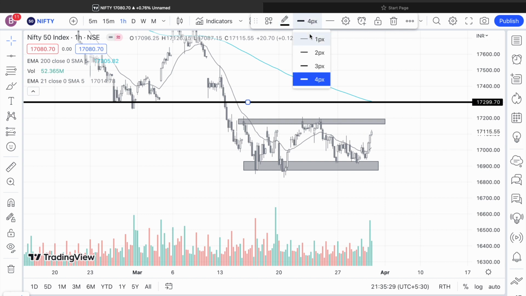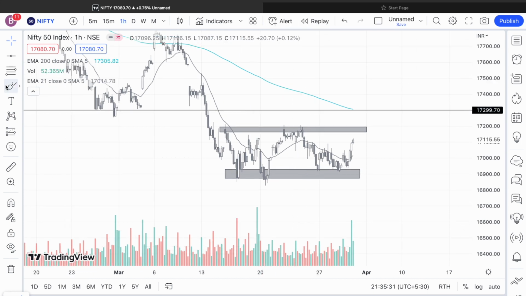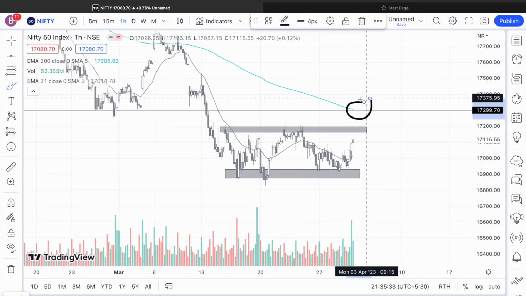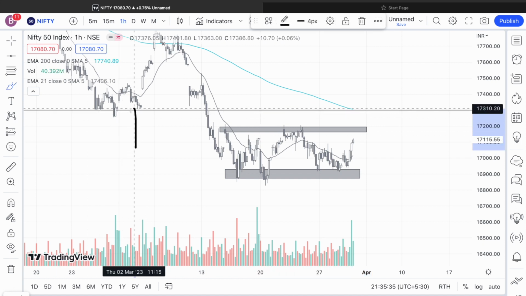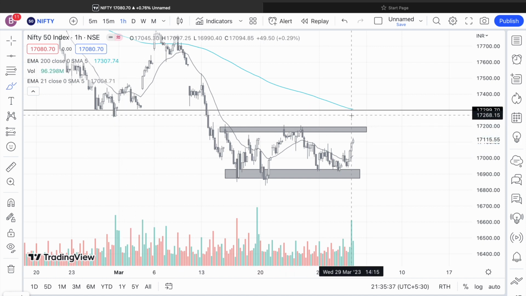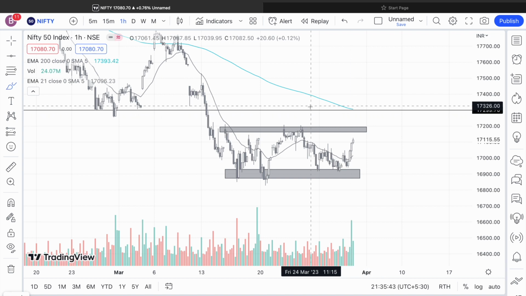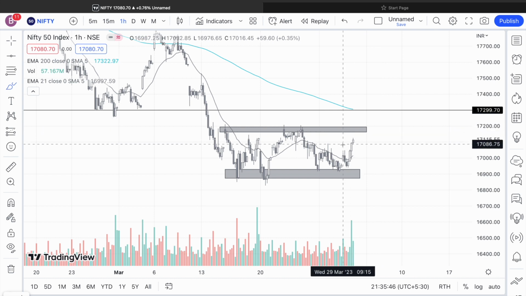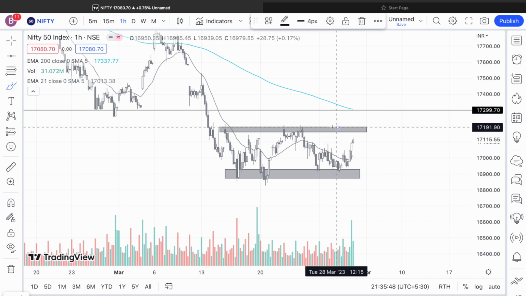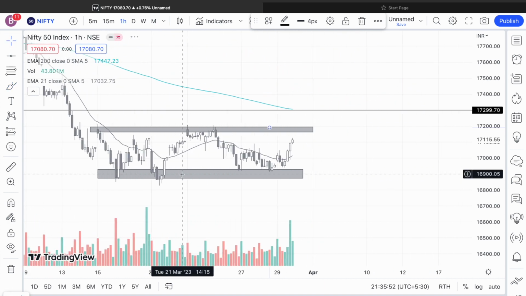So again, why this area? It's because you have the 200 EMA on our hourly time frame in this case, as well as this previous breakdown zone, and 17,300 is a pretty important psychological mark as well. So yes, the market is definitely heading for an upswing till 17,300 if 17,200 is broken, right? So hopefully that makes sense.